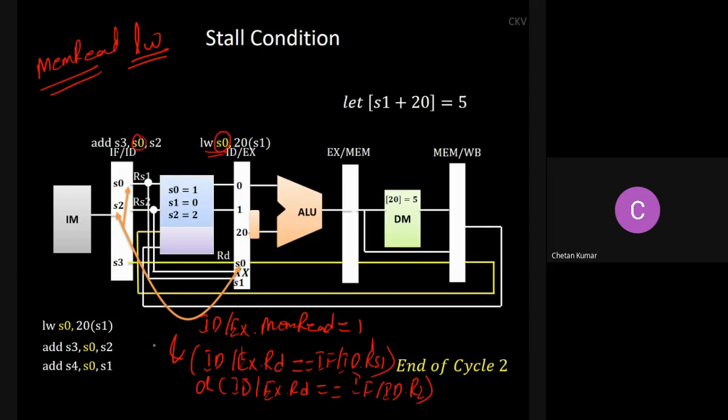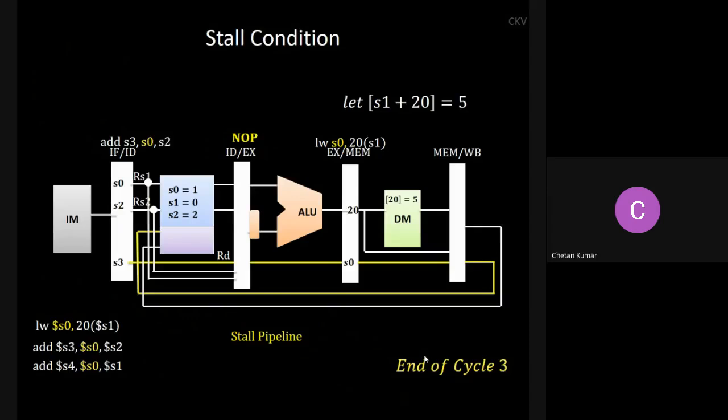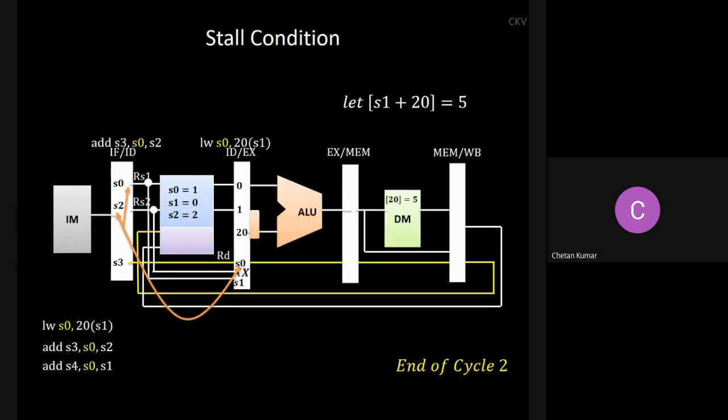Okay, so this is just the detection part. Once you detect the condition, what should I do next? I have to stall the pipeline. Now, what does stalling the pipeline mean? That I am showing you. So for stalling the pipe, this was the earlier case. Now let's say your condition is matching. Your destination here is matching with the source here, and your memory signal for the load instruction is 1. So hence the condition is matching.